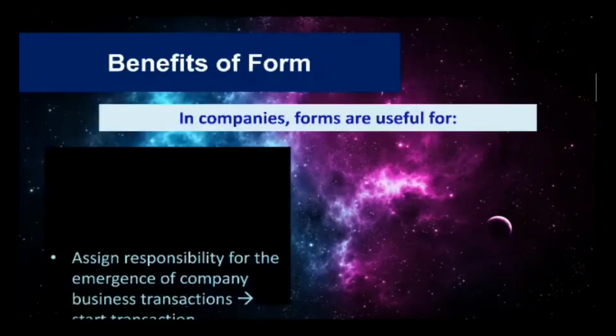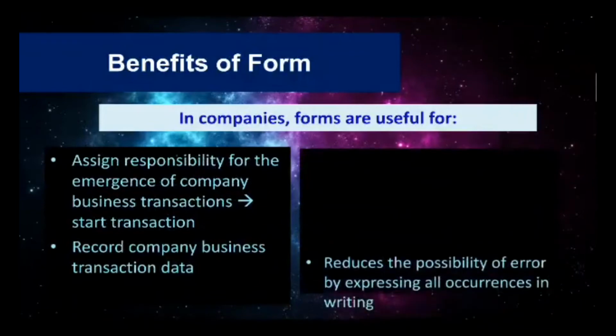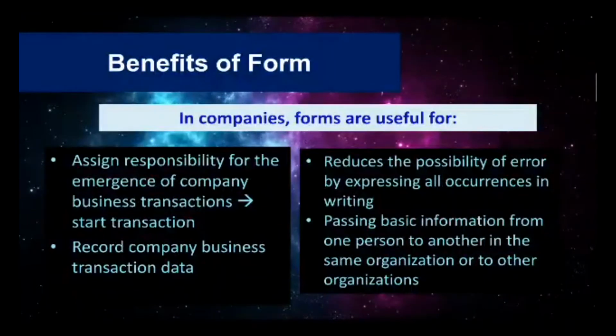And then, what is the benefit for the companies? This is the usefulness of the form. First, the form is to assign responsibility for the emergence of a company event. It means, what is the event? The event is the business transaction that starts the transaction in the company. It is about responsibility. Who is responsible to do it? Who has to make or fill out the form?